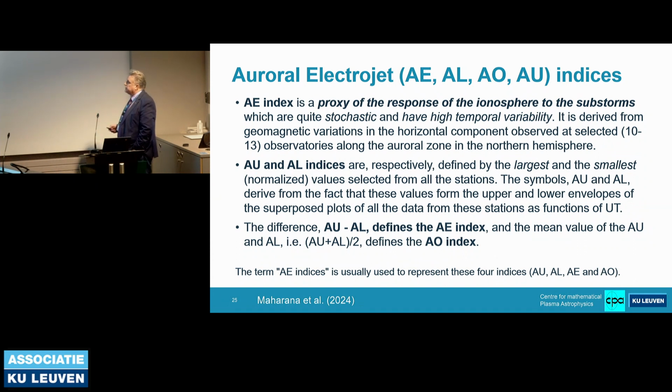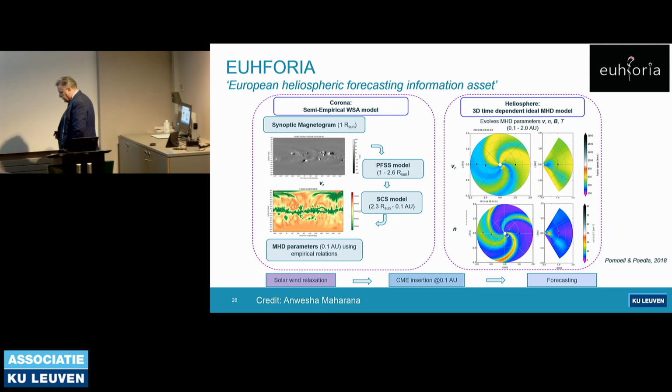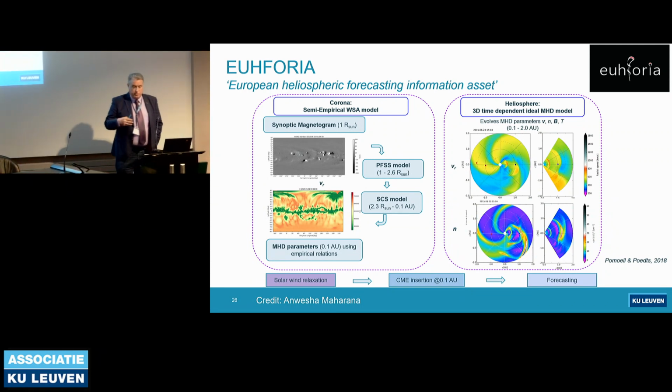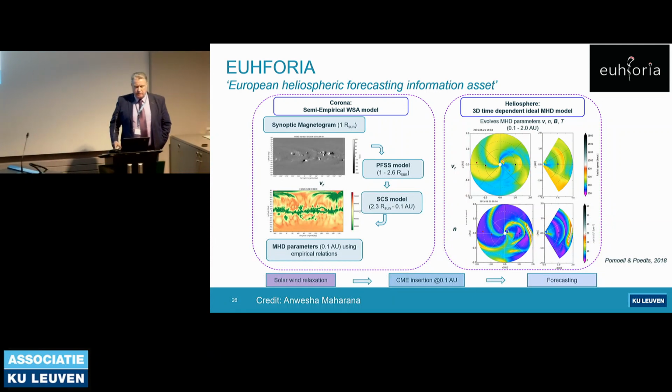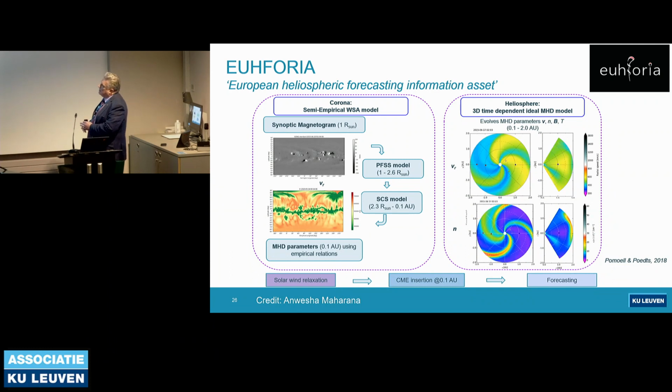I will come to that later. So now we try to compute these indices, or to predict how these indices are going to vary. You can measure them, of course, but you can also try to predict them. And to do that, in Leuven, we use the code EUFORIA, which is an acronym for European Heliospheric Forecasting Information Asset. You will hear a lot about EUFORIA later, tomorrow, I think, in the lecture from Michaela.